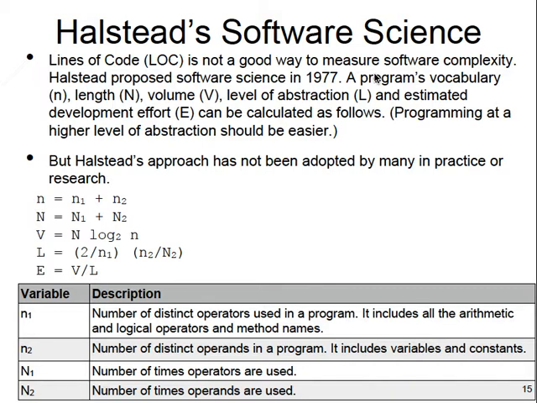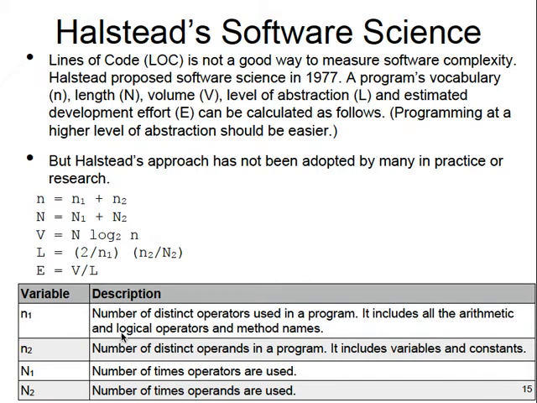Okay, and a computer scientist called Halstead proposed a term called software science, many years ago, exactly 40 years. So he invented terms like vocabulary, length, volume, level of abstraction, and estimated development effort. So let's see what these variables mean.